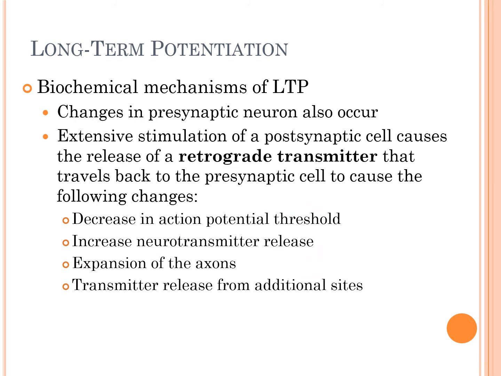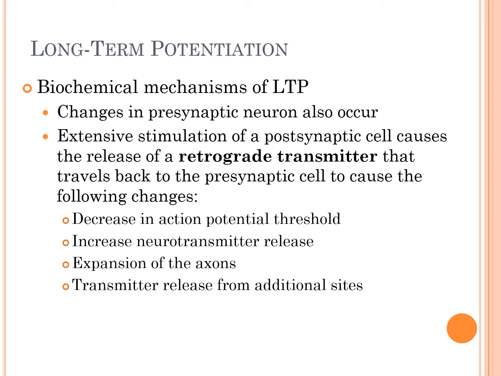We also do see changes in the presynaptic neuron, as extensive stimulation of a postsynaptic neuron is going to cause the release of a retrograde transmitter. That nitric oxide is going to travel back to the presynaptic cell. If you remember, that fit in to tell the presynaptic cell that, hey, you've sent enough neurotransmitter, but it's also allowing for some of the following changes.